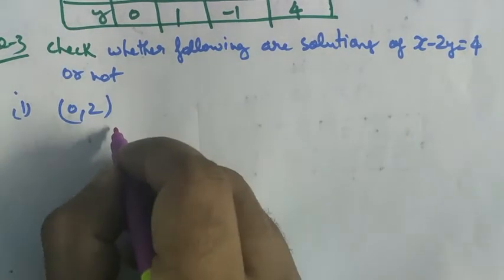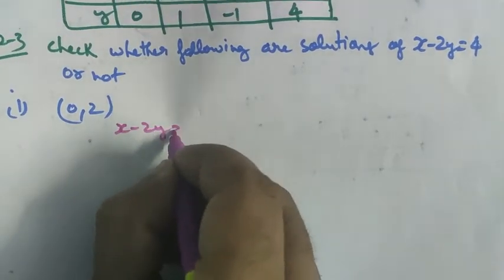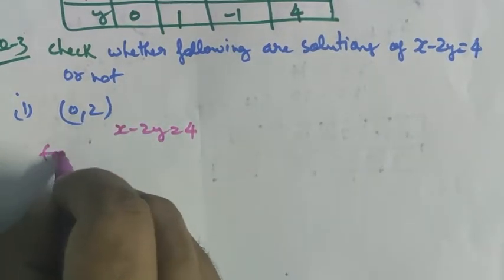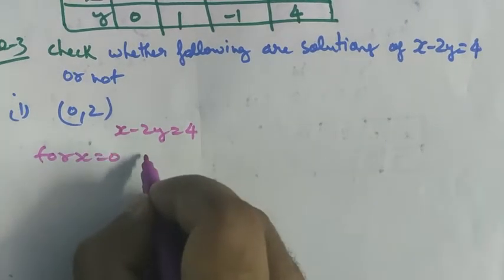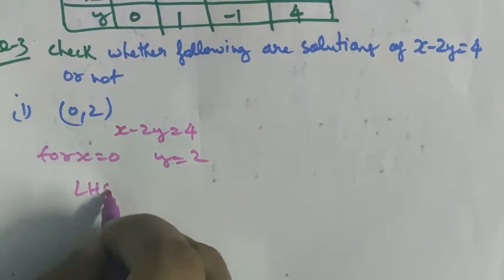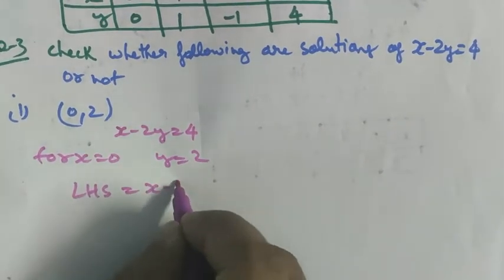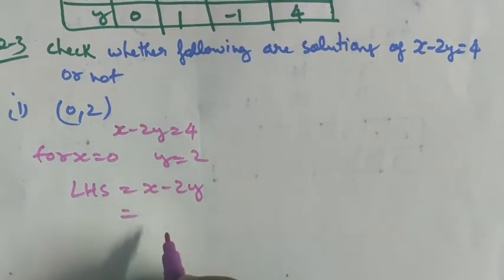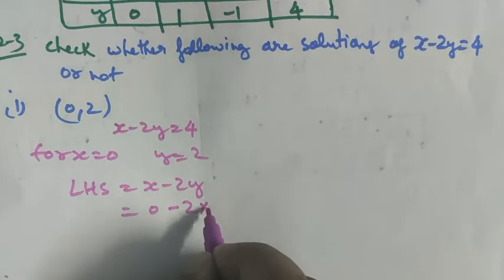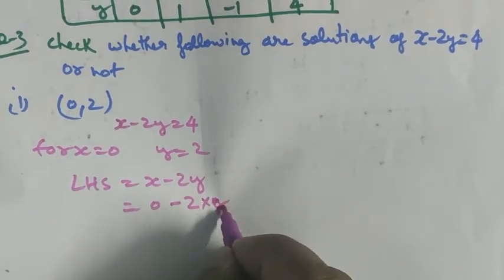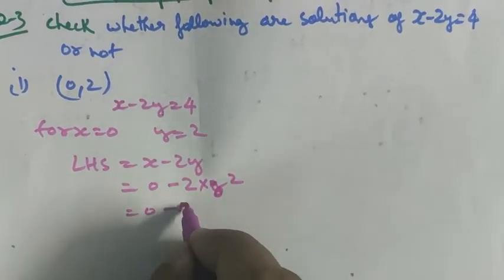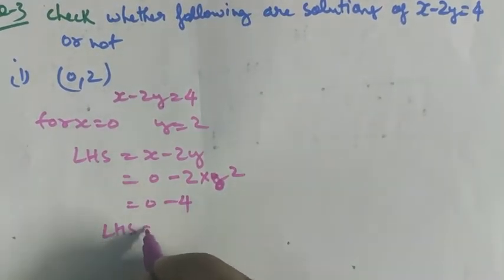So the equation is x minus 2y equals 4. 0 comma 2 means x equals 0 and y equals 2. We will put it in the LHS, the left hand side. Our LHS is x minus 2y. So if we substitute x as 0 minus 2 times y, and y as 2, it will be 0 minus 4. So LHS will be minus 4.